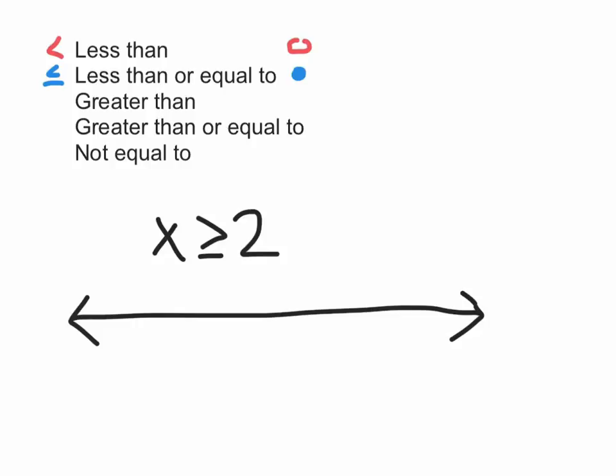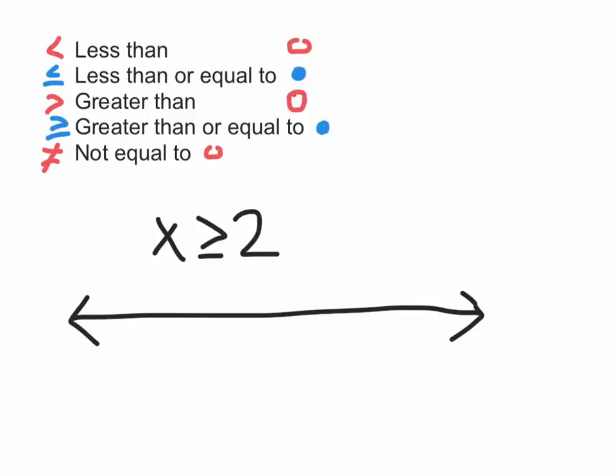Greater than, you just flip it. Again, open dot. Greater than or equal to has the line underneath the sign. That means that the dot is filled. And not equal to is the last one, and this is the way it looks. An equal sign with a slash, and your dot is open.